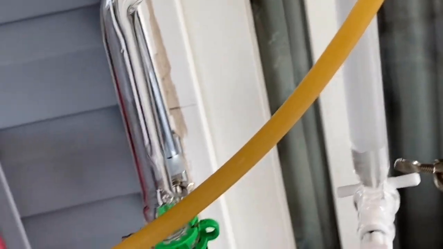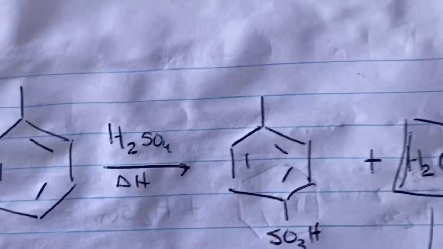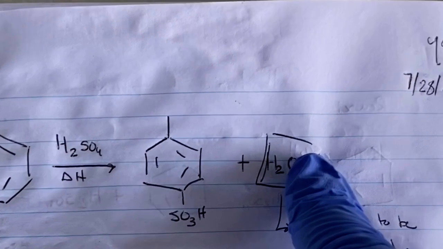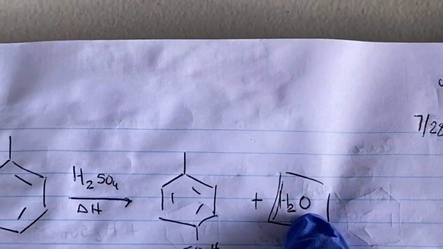as water, as you can see, is a byproduct of this, and it will actually break these bonds and form toluene and sulfuric acid again. So we want to get rid of water.